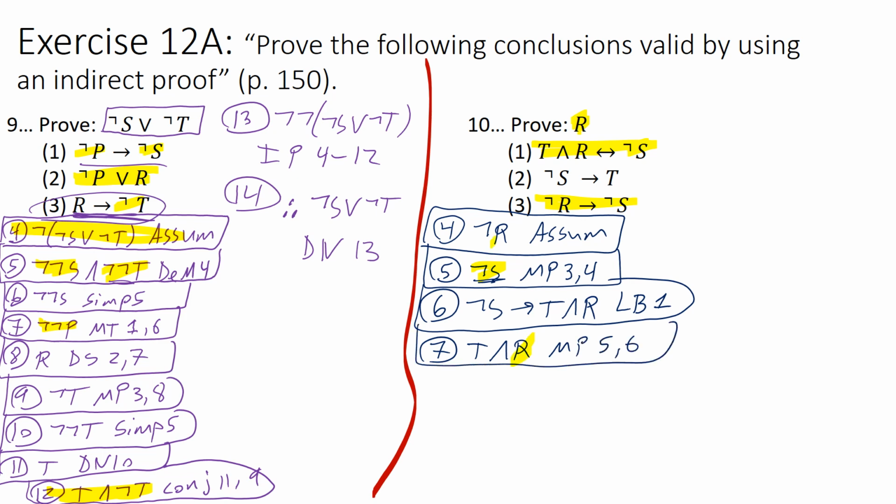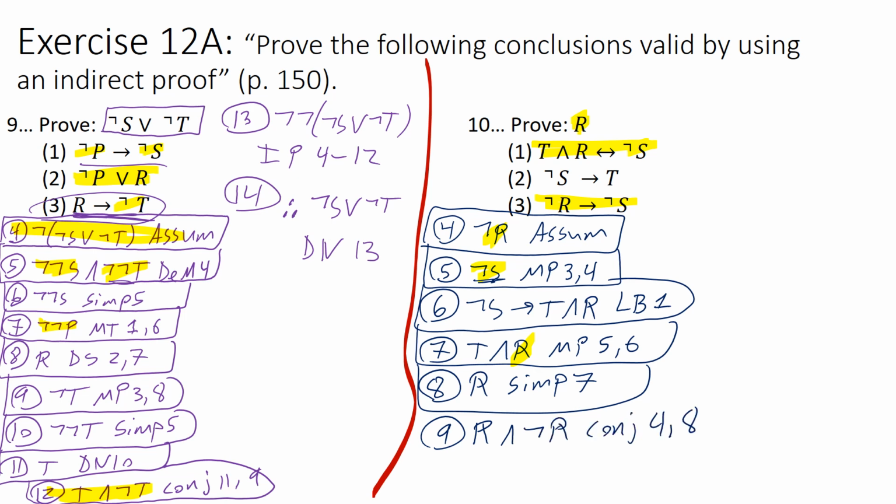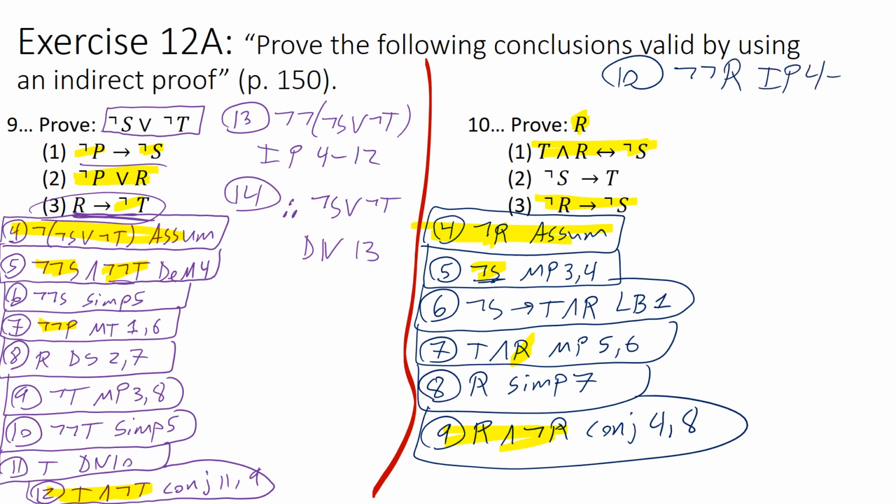But here's an R, here's a not R. So for 8, let's get R by the simplification of 7, and we'll combine things. R and not R, conjunction 4 and 8. We have reached our contradiction, so we have to deny that assumption. And so for 10, we can get not R by our indirect proof, sentences 4 through 9. And then for 11, therefore, R by double negation of 10.